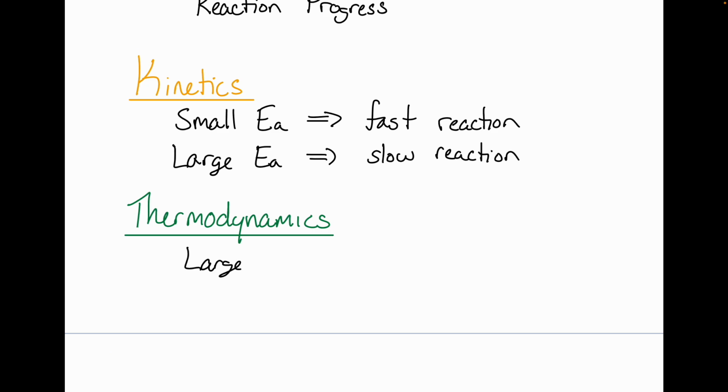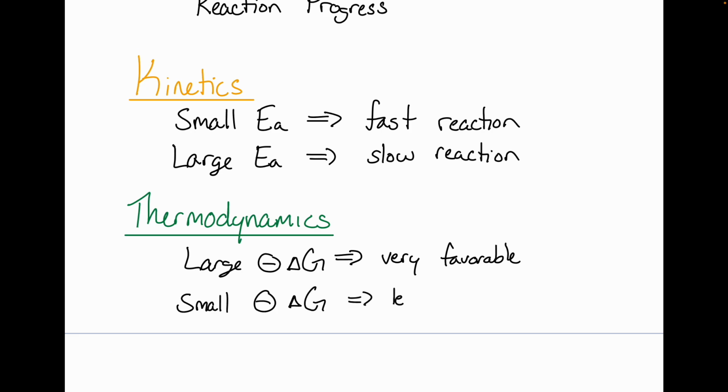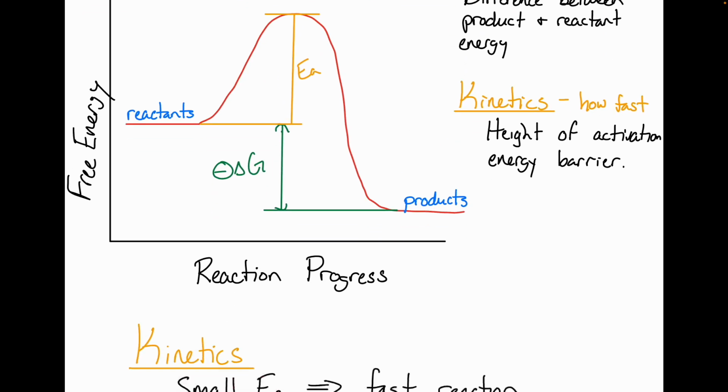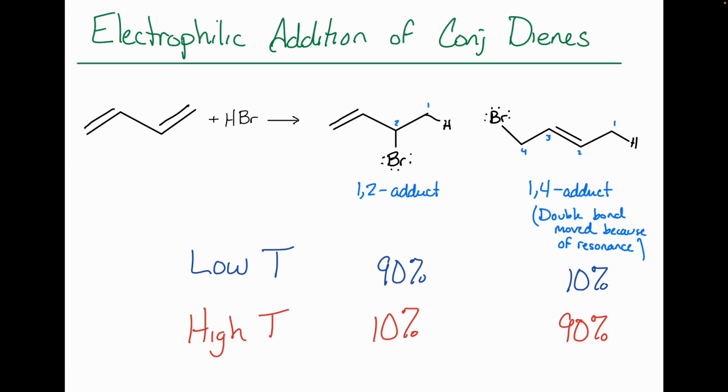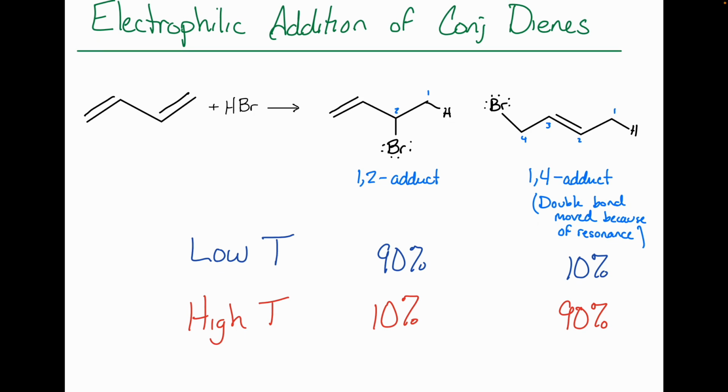a large negative delta G is a very favorable reaction. A small negative delta G is a less favorable reaction. Okay, so we're going to try to use this free energy diagram here, these diagrams, to help explain why we have these differences in our product distribution.